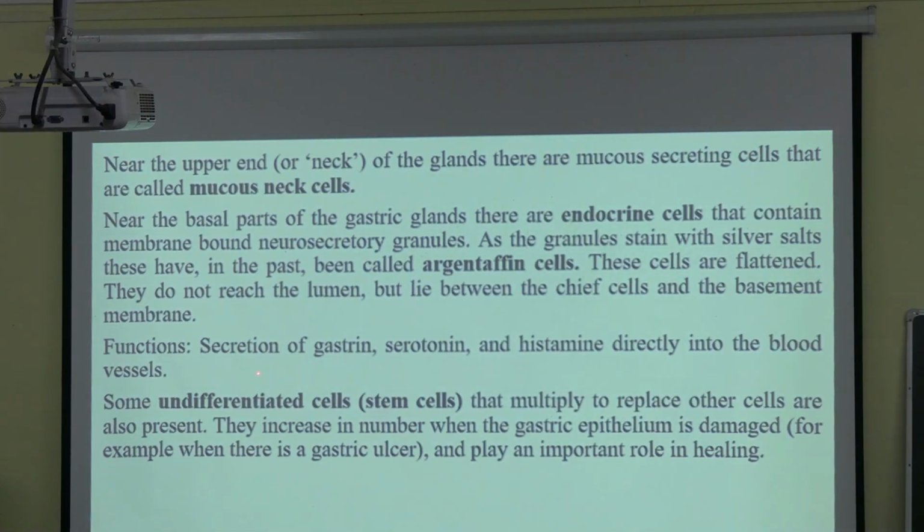Now what is their function? As you can see, they secrete gastrin, serotonin and histamine. These are the hormones which are secreted. They have very important functions. For example, the serotonin which is there, it is a neurotransmitter for the enteric nervous system. Then this gastrin and histamine, both have opposite functions. Gastrin, what will it do? It will inhibit the secretion. And histamine will enhance the secretion.